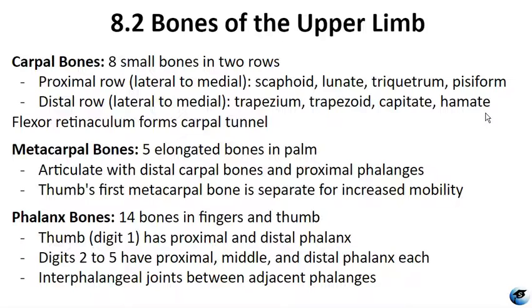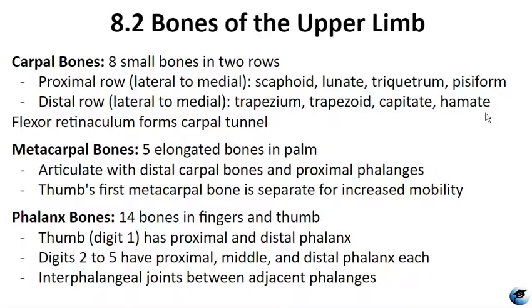The metacarpal bones are elongated structures numbering 5 in total, and they extend from the wrist to the base of the fingers, forming the palm of the hand. They articulate with the distal carpal bones on one end and the proximal phalanges on the other, facilitating movement and support for the fingers. Notably, the first metacarpal bone on the thumb is distinct and separate from the others, and this enhances the thumb's range of motion and dexterity.